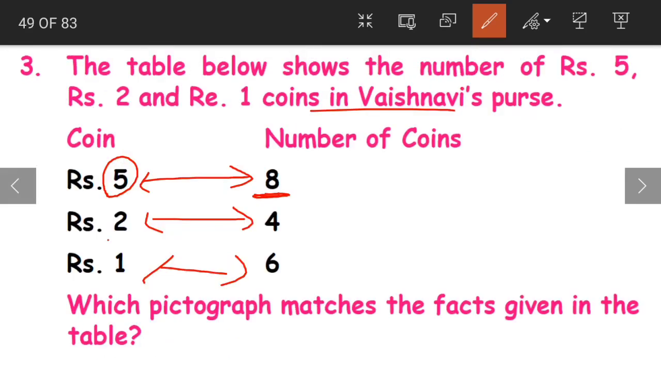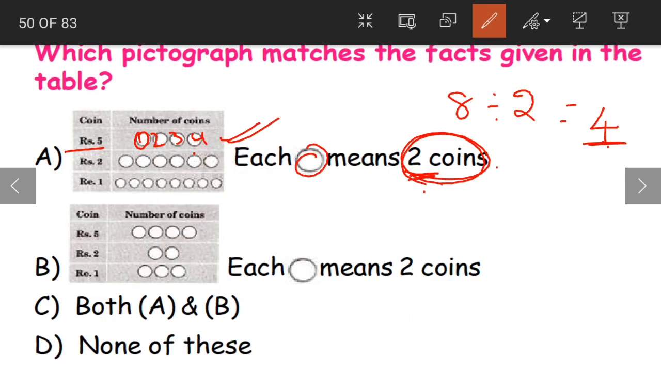It is correct. Next, for 2 rupee she has 4 coins. She has 4 2 rupee coins. Again, how many circles should be used? 4 divided by 2 is equal to 2. We should have 2 circles. Now coming to 2 rupees, 1, 2, 3, 4, 5, 6. We are having 6 circles here. Is this correct? No, A is not correct.